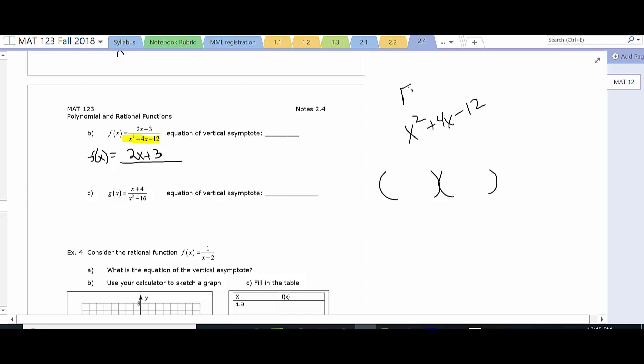The first term is going to be x and x, right? Last term, what are your possibilities? 1 times 12, 2 times 6, 3 times 4. What's the right one? Because they have to add up to 4. What do you multiply to give 12 that adds up to 4? 6 and 2, right. 6 times 2 is 12, and 6 and 2 can add up to 4. So I put in a 2 and 6 there. How do I make 6 and 2 add up to positive 4? How do the signs go?